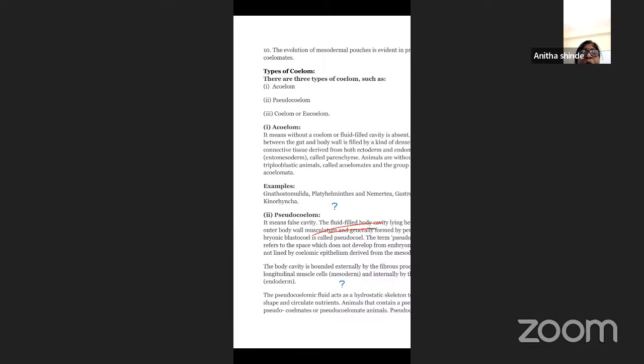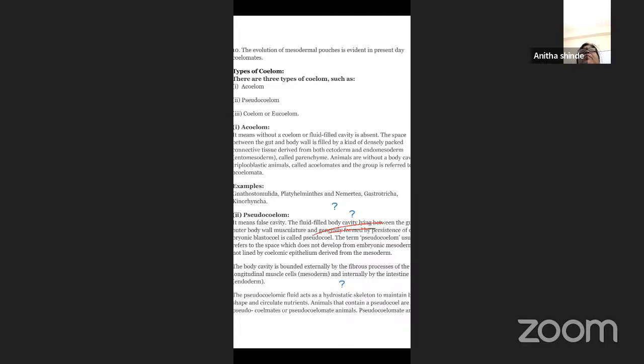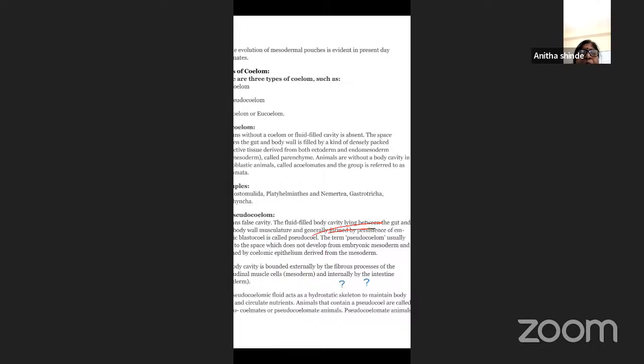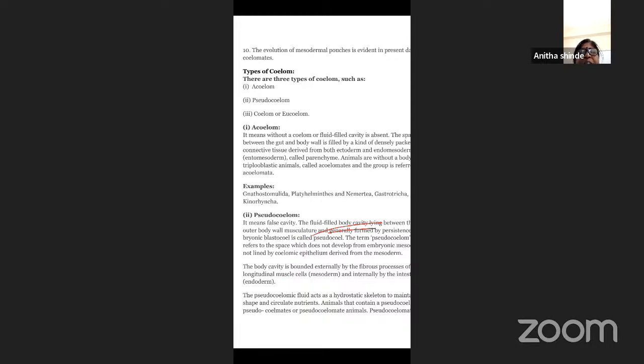Next you have pseudocoelom. Pseudocoelom means false coelom. Though a coelom is present, it is false. Here a fluid-filled cavity is formed between the outer body wall and the gut. But here the mesoderm does not completely line the body cavity as well as the gut wall. That is the reason why the internal organs here are loosely packed. So the term pseudocoel usually refers to the space which does not develop from the embryonic mesoderm and is not lined by coelomic epithelium derived from the mesoderm. So here, pseudocoelom means false coelom.